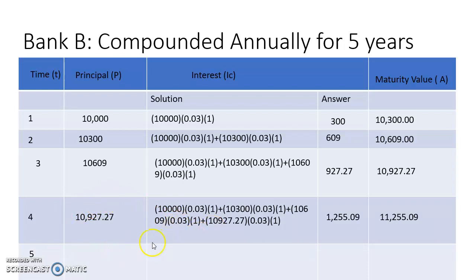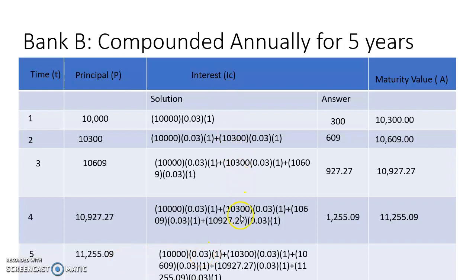And for the fifth year, principal is 11,255.09. Computation or solution for interest. So the interest for the fifth year is 592.74. So maturity value is 11,592.74.